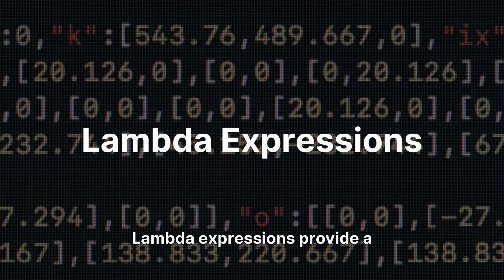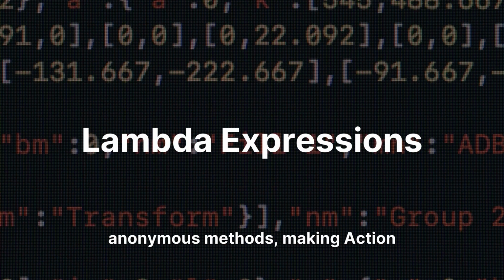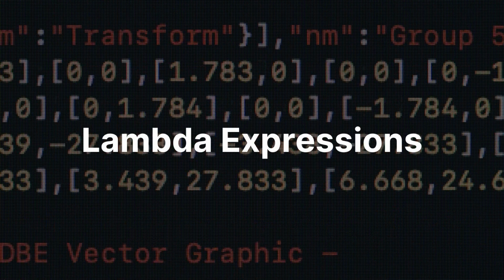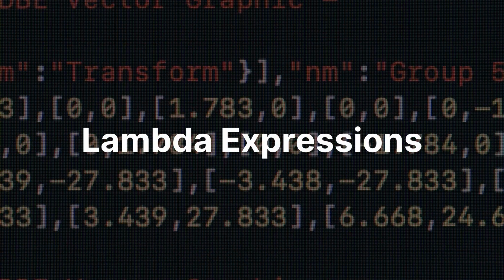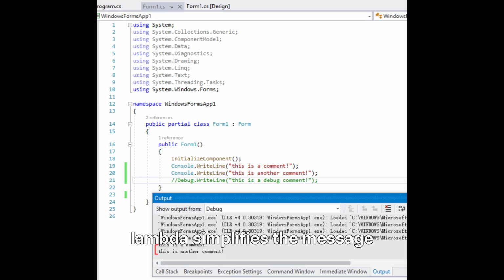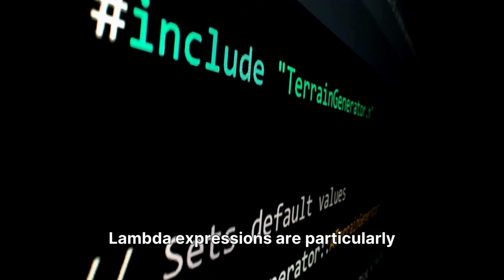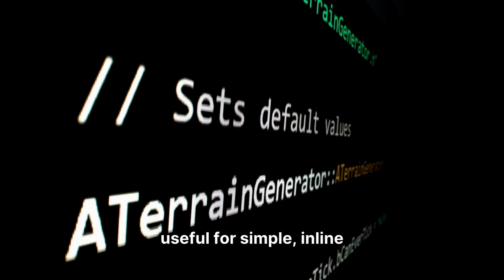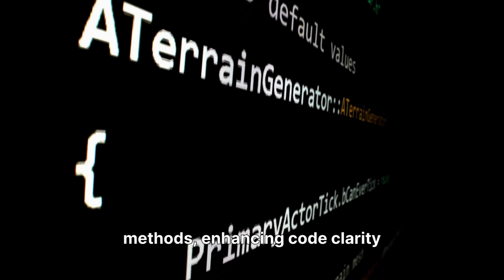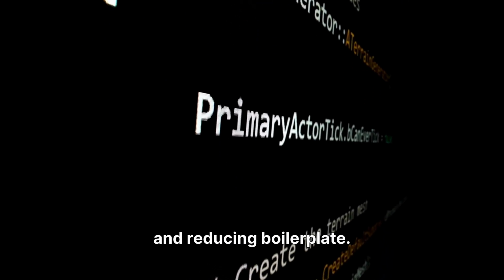Lambda expressions provide a concise shorthand for creating anonymous methods, making Action and Func even more streamlined. For an Action, a lambda simplifies the message printing example significantly. Similarly, for Func, the sum calculation becomes much more compact and readable with a lambda expression. Lambda expressions are particularly useful for simple, inline methods, enhancing code clarity and reducing boilerplate.